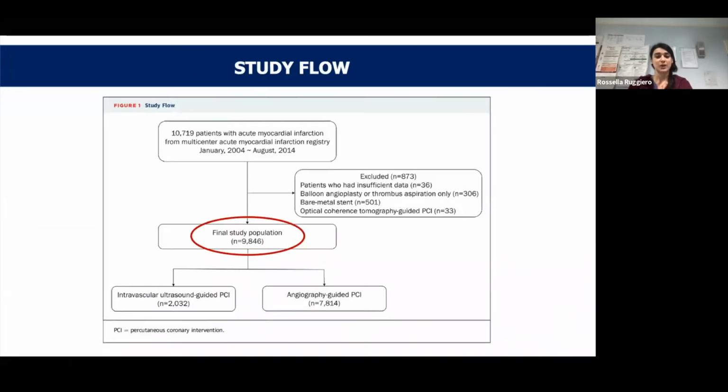Overall, 9,800 patients were included in the analysis. Of those, 2,000 underwent intravascular ultrasound-guided PCI, while 7,800 underwent angiographic-guided PCI. The use of IVUS-guided PCI was left to the operator decision.